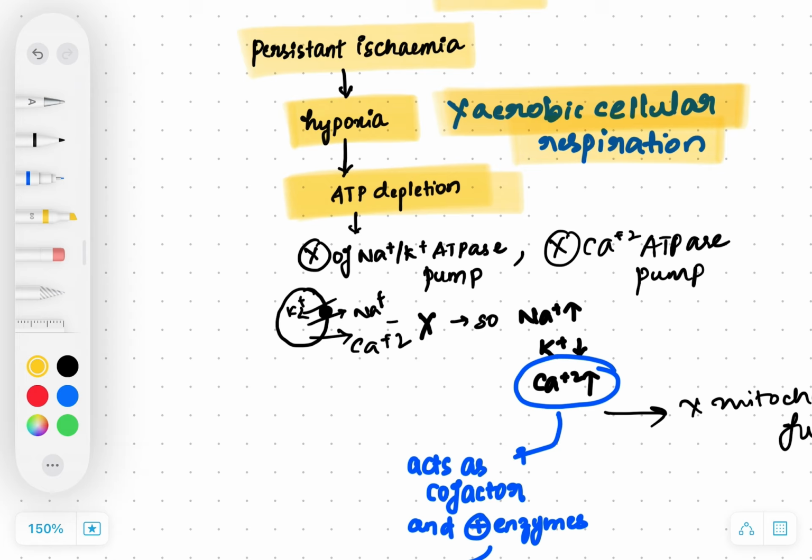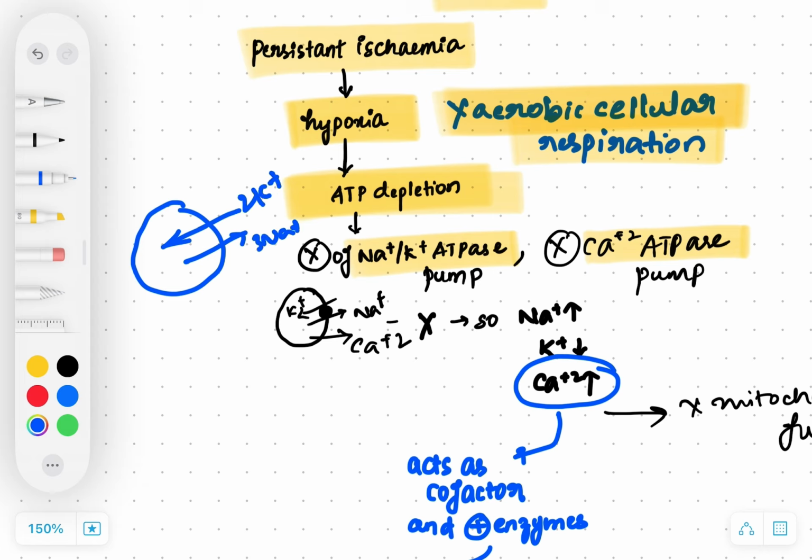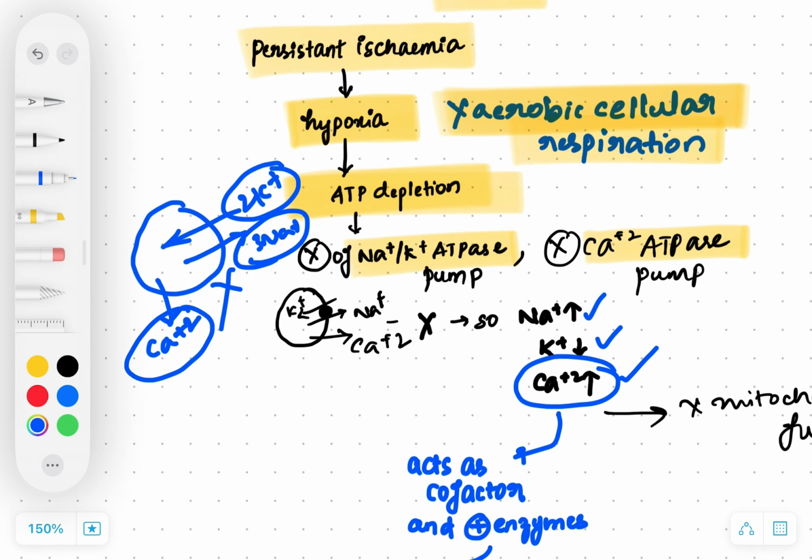This ATP is mainly useful in two pumps, the calcium ATPase pump and the sodium potassium ATPase pump. The sodium potassium ATPase pump will pump out 3 sodium ions in exchange for 2 potassium ions inside, and the calcium ATPase pump will pump out calcium ions. Whenever these are inhibited, there will be an increase in sodium ions because these are not being pumped out, a decrease in potassium ions because these are not being pumped in, and an increase in calcium ions as these are not pumped out.